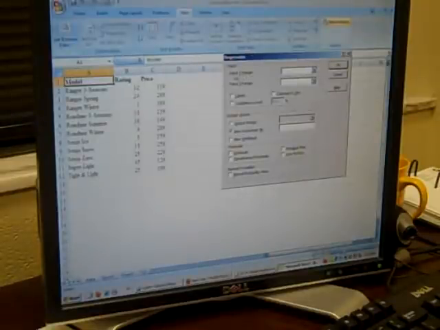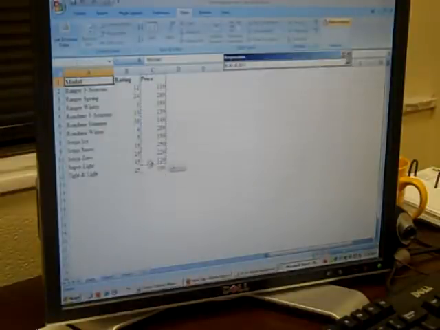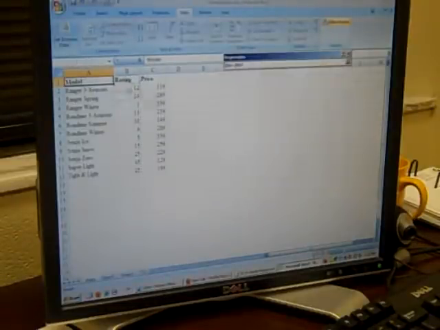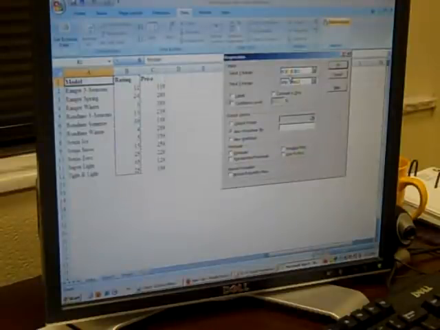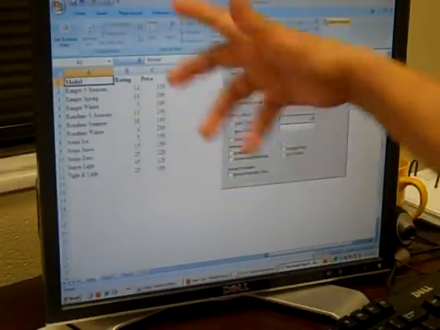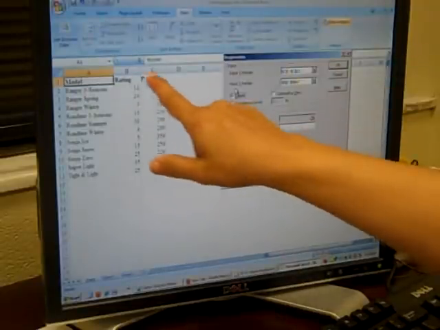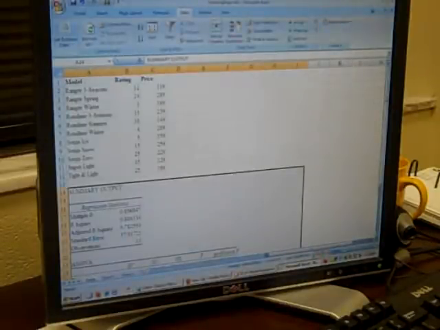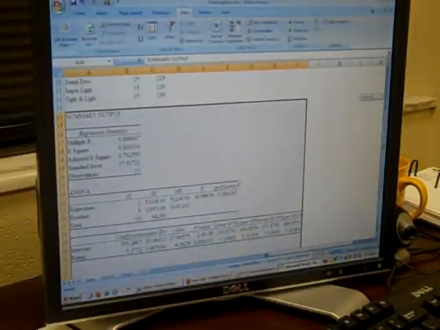Let's do this. The dependent variable goes in Y, and this is price. Let's hit this. The X is the independent variable, and we are going to select rating as independent, and we are going to check labels because the data that I gave have labels on the first row. And we are going to include the regression analysis over here. Hit OK, and you're going to have everything that you need to know about this regression.